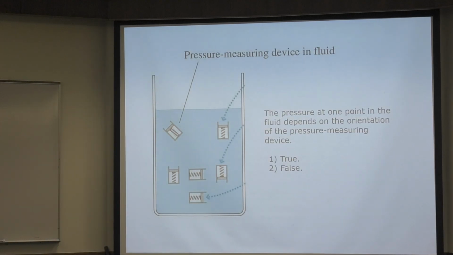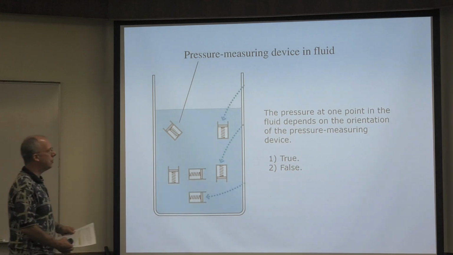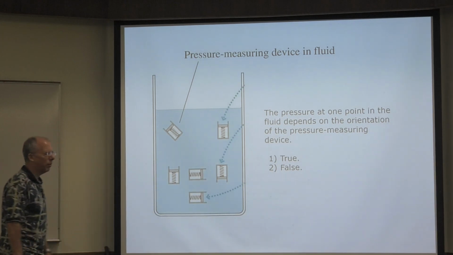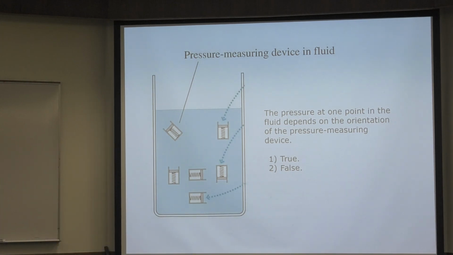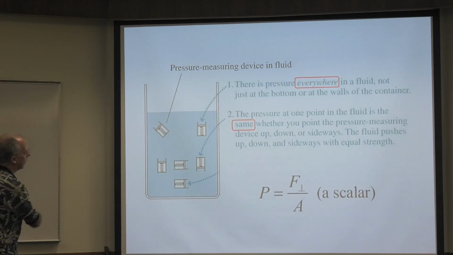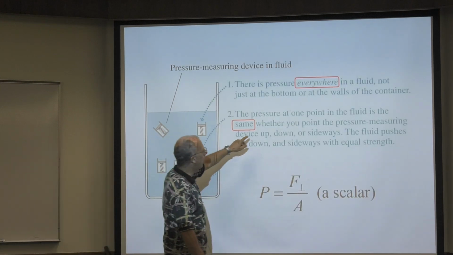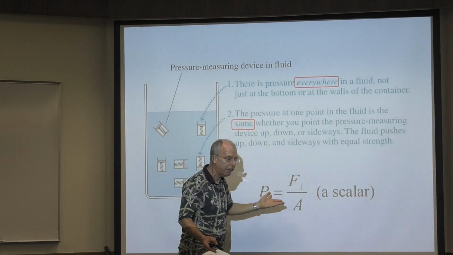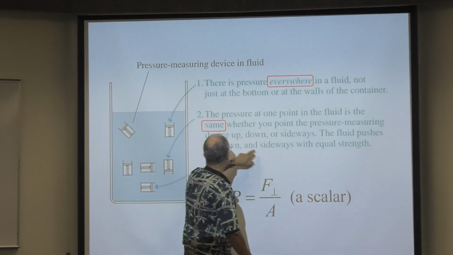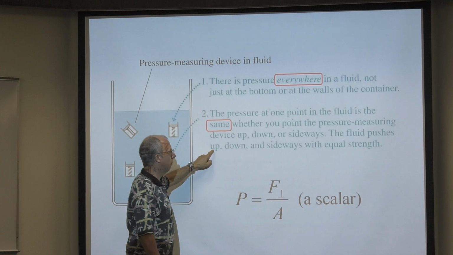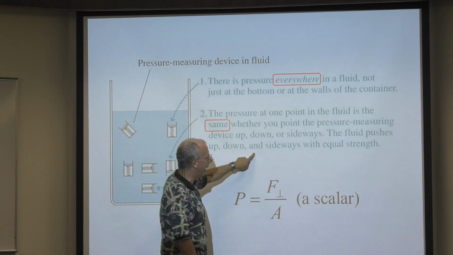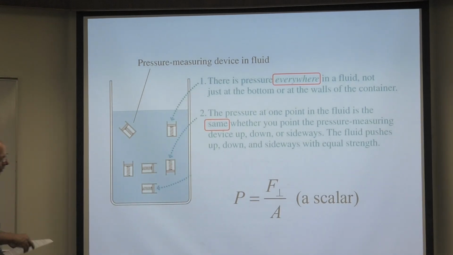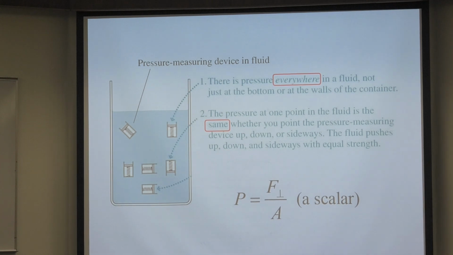Okay, the pressure at one point in the fluid depends on the orientation of the pressure measuring device. So pause your video and think about that. The answer is false, right? The pressure at one point in the fluid is the same. Remember? Because it's a scalar, it's not a vector. Whether you point the pressure measuring device up, down, or sideways, the fluid pushes up, down, and sideways with equal strength. Pressure is a scalar, okay? There's no direction to it, right? Because it's always F perp divided by the area.